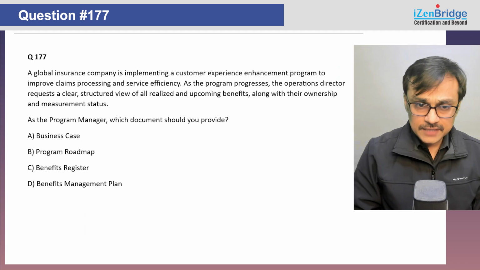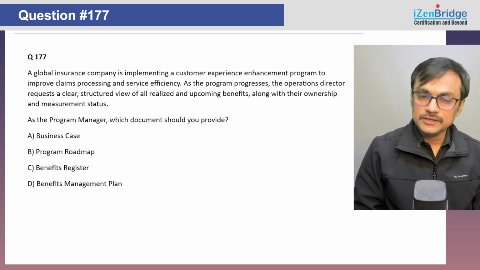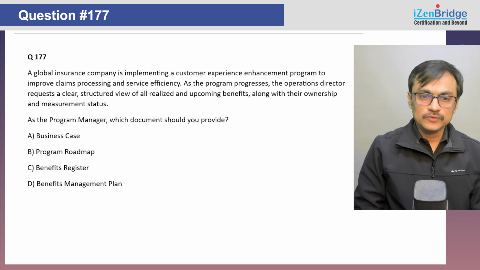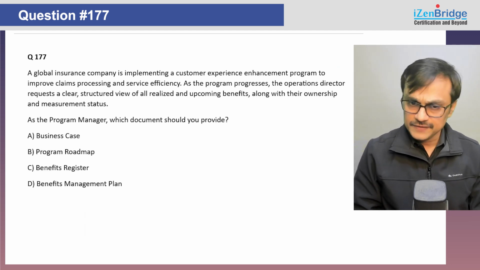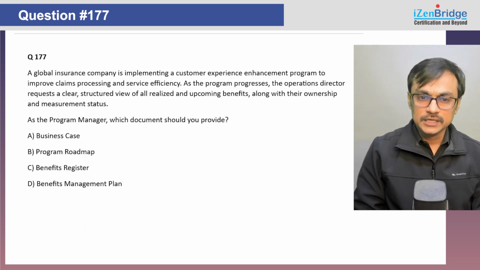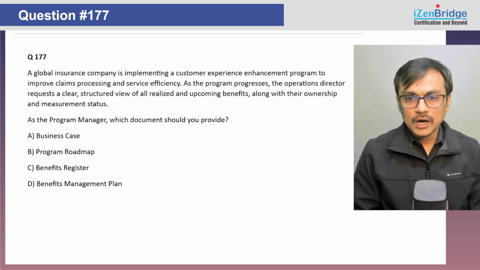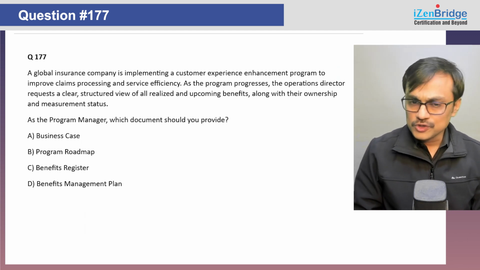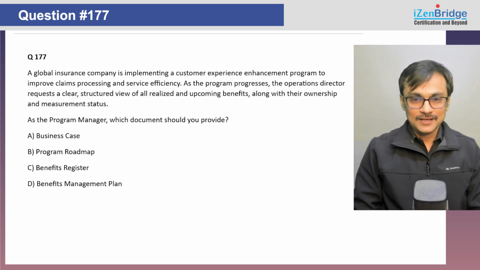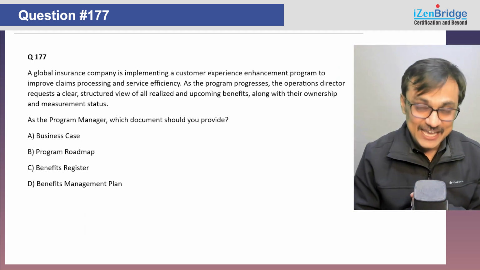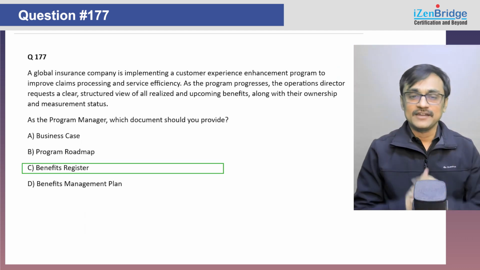Question number 177. A global insurance company is implementing a customer experience enhancement program to improve claim processing and service efficiency. As the program progresses, the operational director requests a clear structured view of all realized and upcoming benefits, along with their ownership and measurement status. As the program manager, which document should you provide? So finally, the benefits register has its time now. The answer is the benefits register.